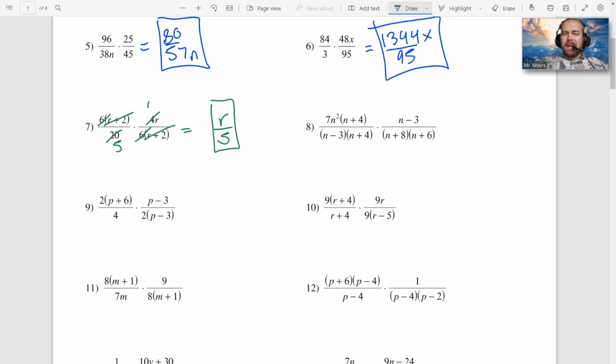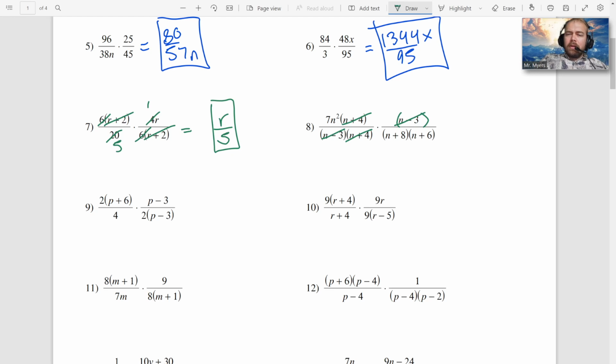All right? So just be careful with binomials. Just because they both have the same letter doesn't mean you can cancel out the letters. They can only cancel out if the whole thing is the same. So that and that can cancel out here because it's completely by itself. It's not added or subtracted to anything.